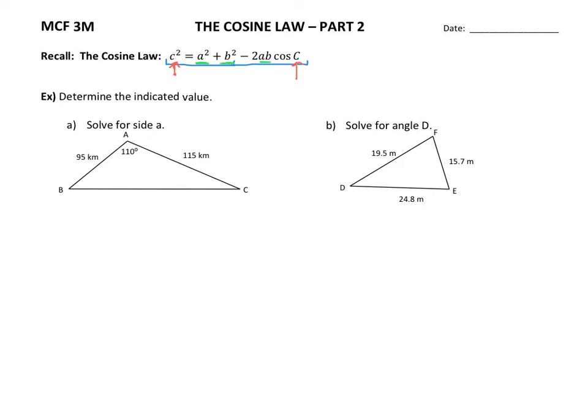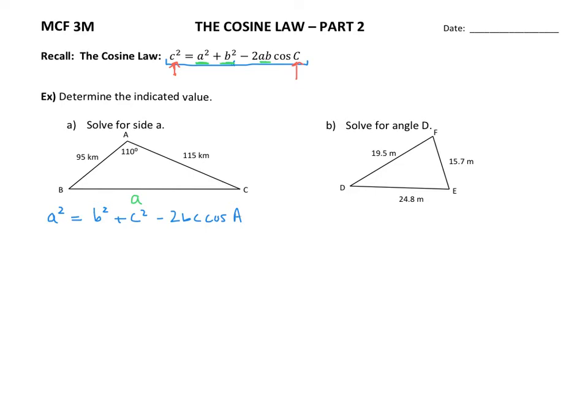So for this particular example, we're going to determine the indicated value. We want to solve for side A. So side A is across from angle A. That means when I set up my cosine law, I'm going to put A by itself, so that I can do the cosine of A on the other side. And we're going to have B squared plus C squared minus 2BC times the cosine of angle A.